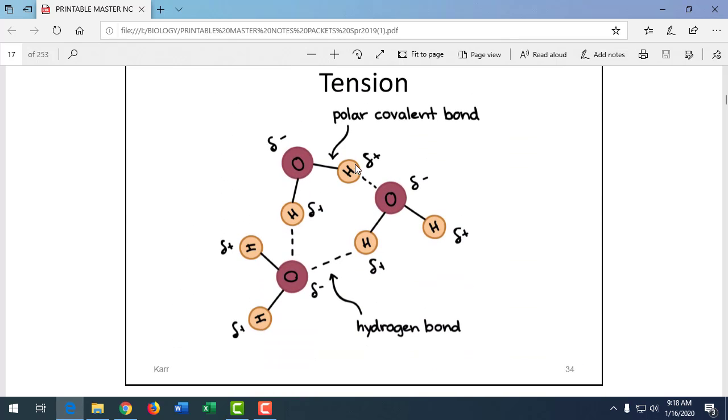So we already talked about this polar covalent bond within a water molecule, but among water molecules, the dashed lines are the hydrogen bonds, right? And that's what contributes to surface tension.